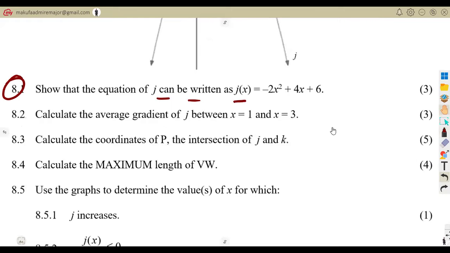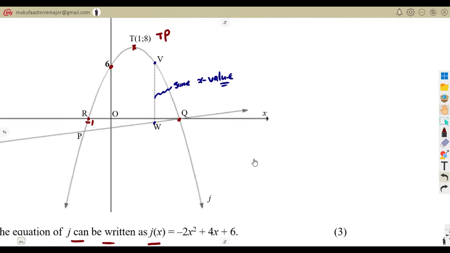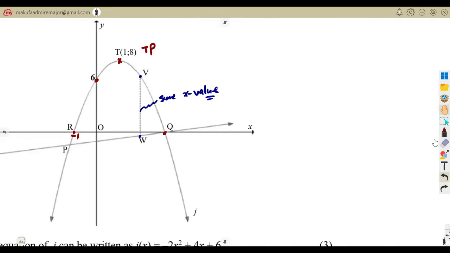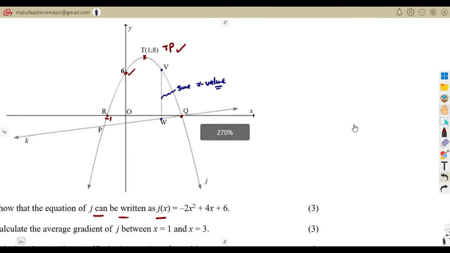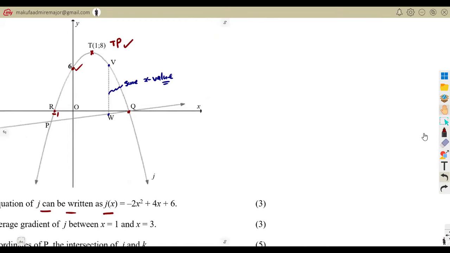Question 8.6: J can be written in this form. All right, so let's see. This is our J, and let's consider that they were given a turning point and the y-intercept. So what is the best way of writing the equation when you're given a turning point?